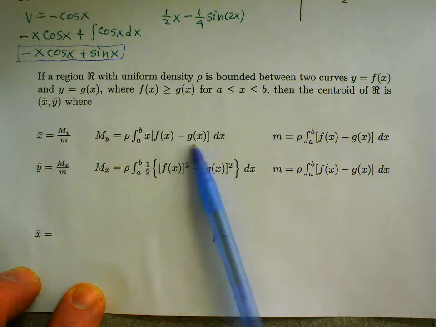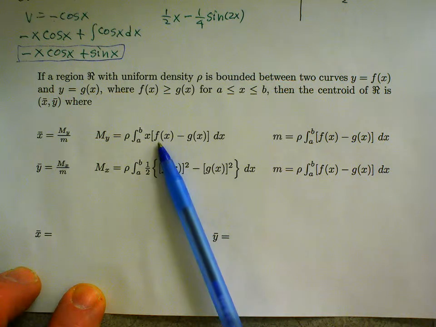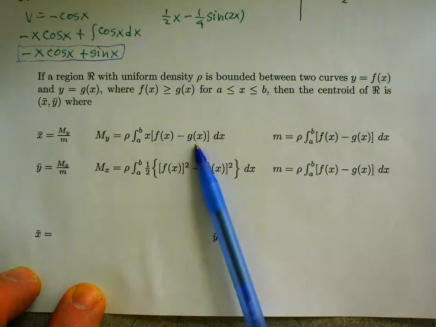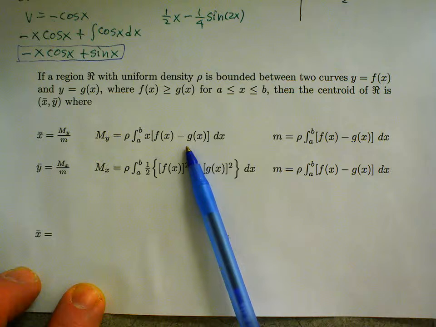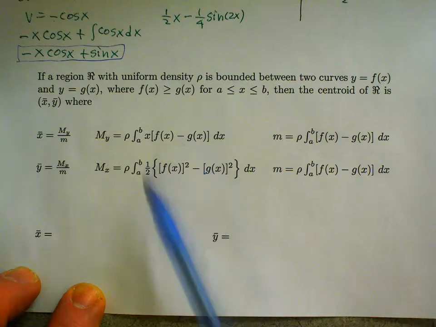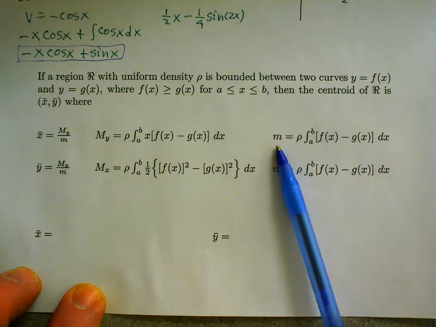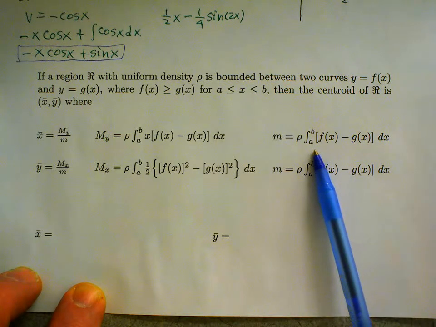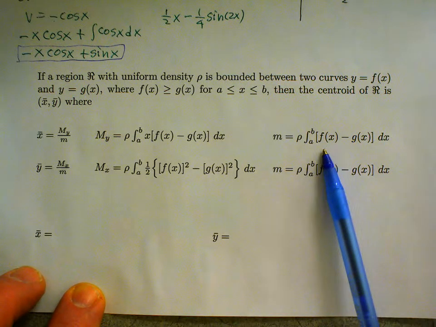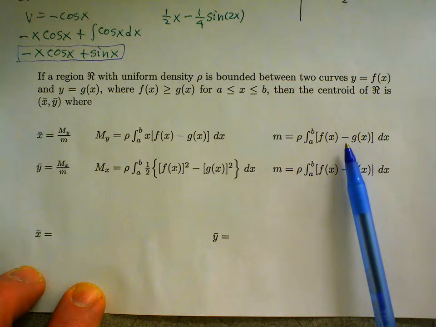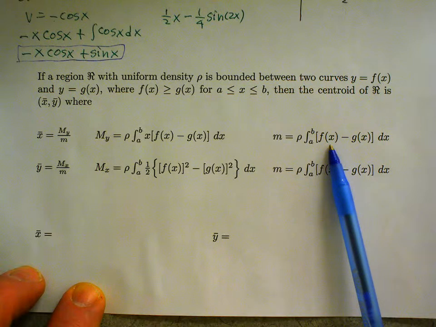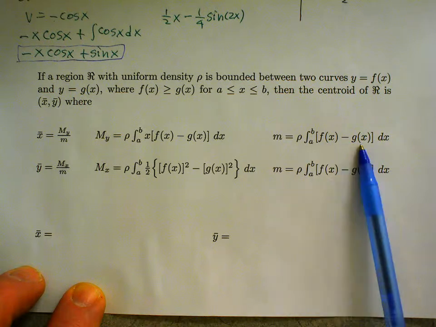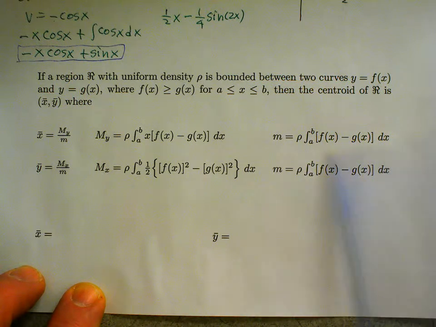And that makes sense because we're just interested in integrating the region between f of x and g of x. So that shouldn't be surprising. And the mass is just rho times the area. And to find the area between the graphs of two functions on an interval, you subtract the lower function from the upper function. That's what we're doing here. So that's not a surprise.